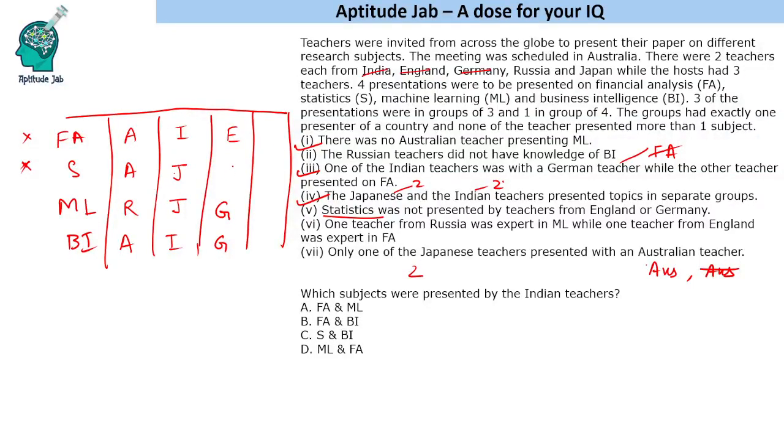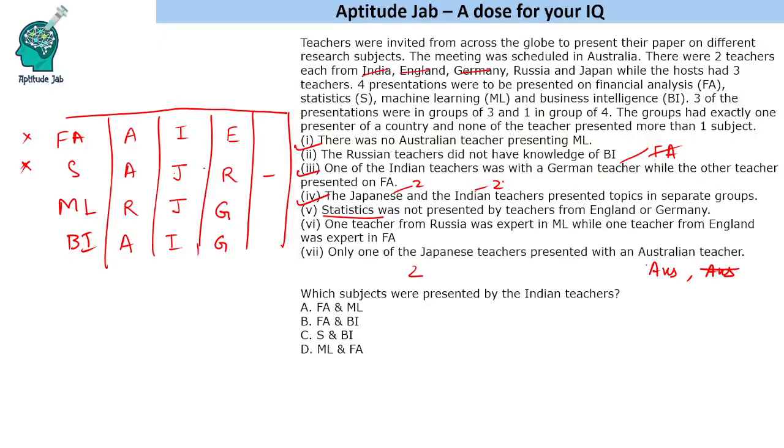Australia, Russia and Japan, because there are 3 countries for each subject, minimum 3 countries, right? India is not there, England and Germany are not there, so Russia will be there. So these are the 3 countries. This subject will have only 3 countries. And any other condition with any of the countries?